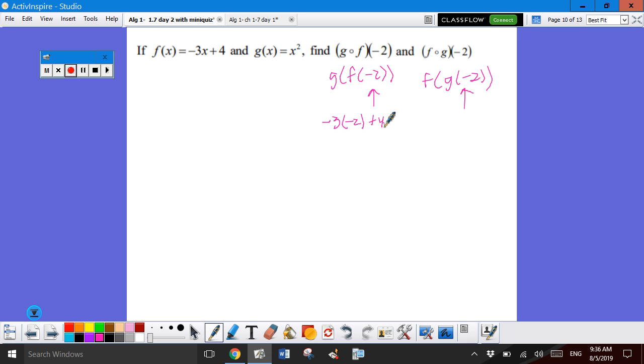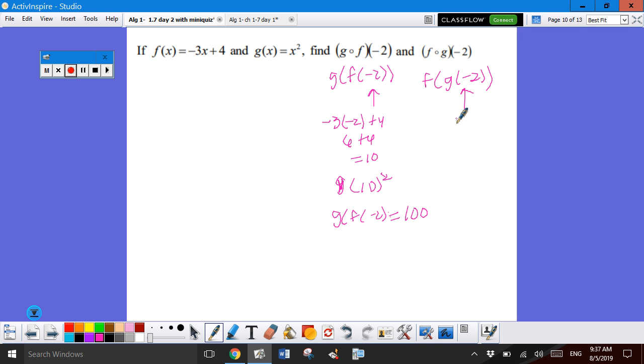Okay, so if I substitute into my f, that's 6 plus 4, which is going to give me 10. And now I'm looking at my g, so I'm squaring the 10, 10 squared. So g of negative 2, that's going to give me 100.